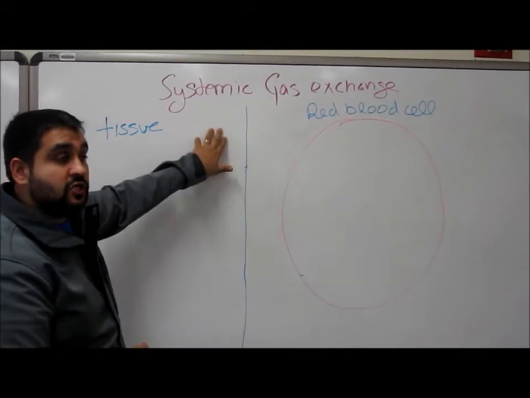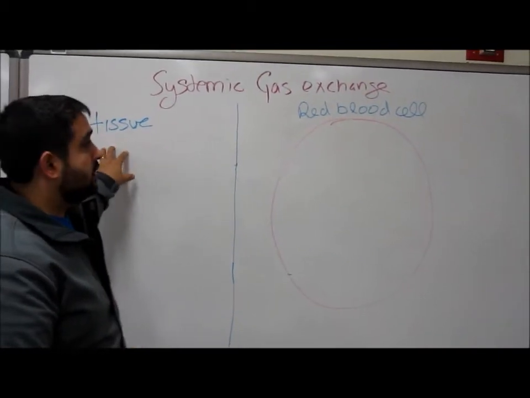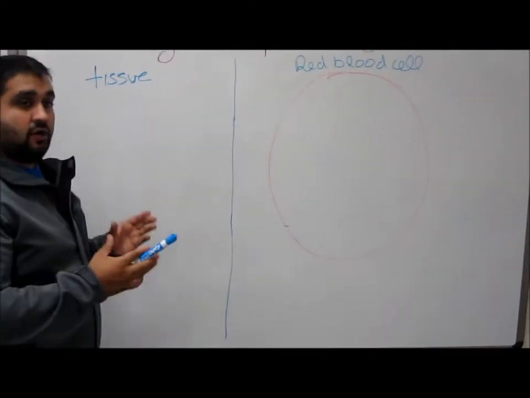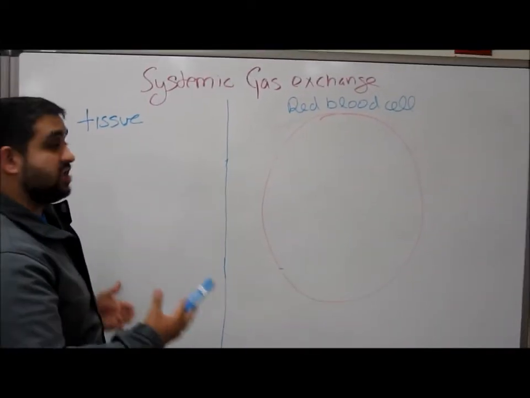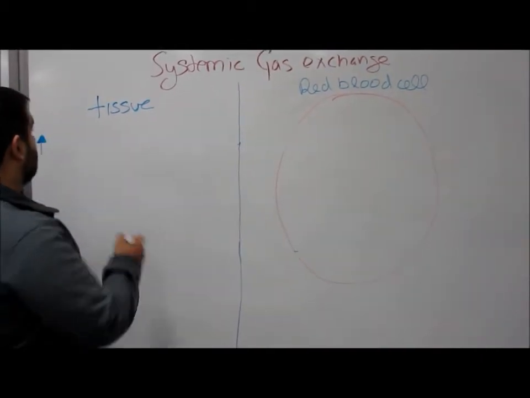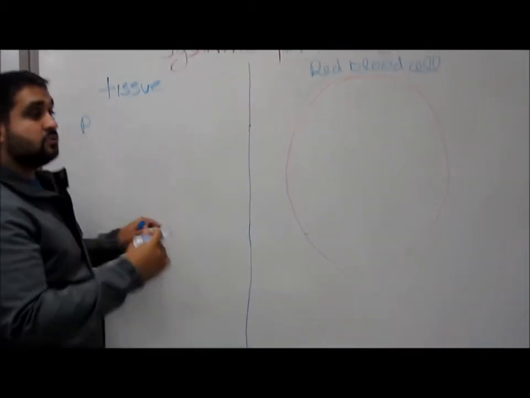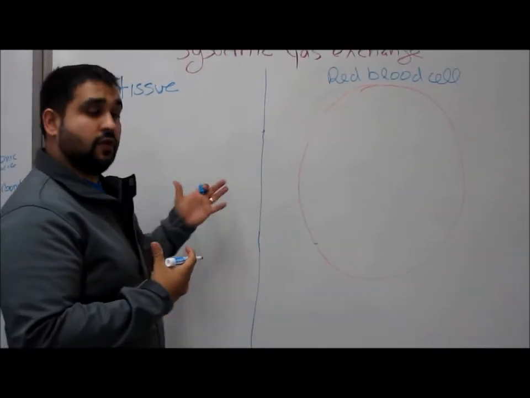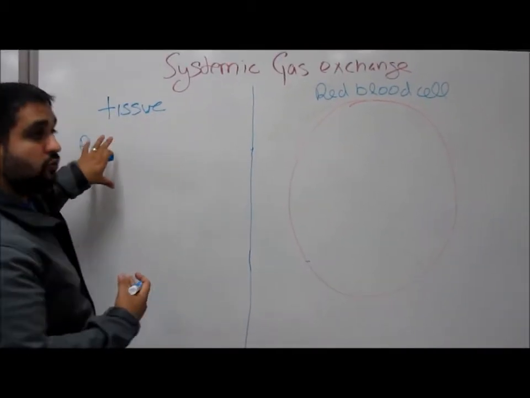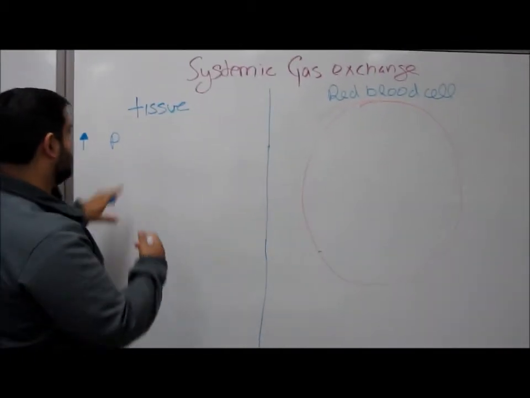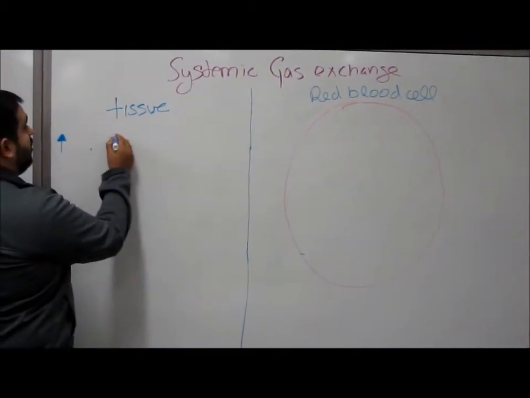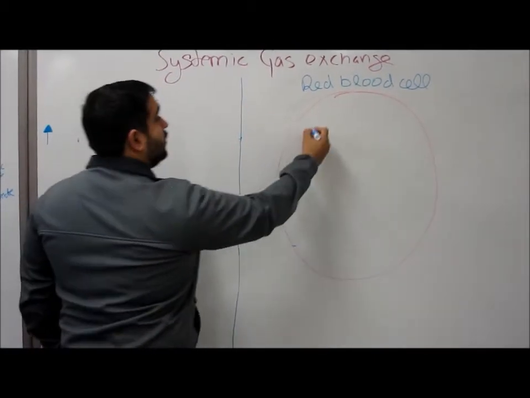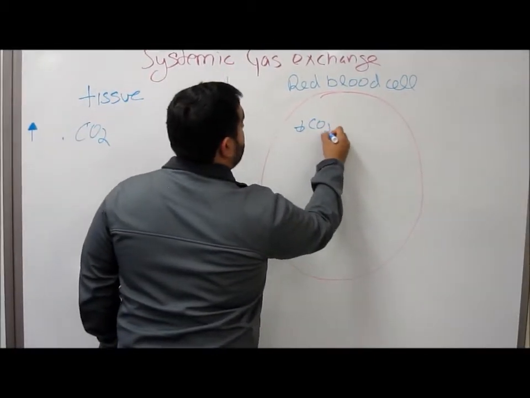This is a gas exchange that actually occurs at the tissue and the red blood cell level. There are a couple of factors that are important for the gas exchange to happen. One is pressure. There has to be a pressure gradient so that the substance can move back and forth. For example, when the red blood cell gets to the tissue, there is usually a high concentration of CO2 at the tissue compared to a low CO2 concentration in the red blood cell.